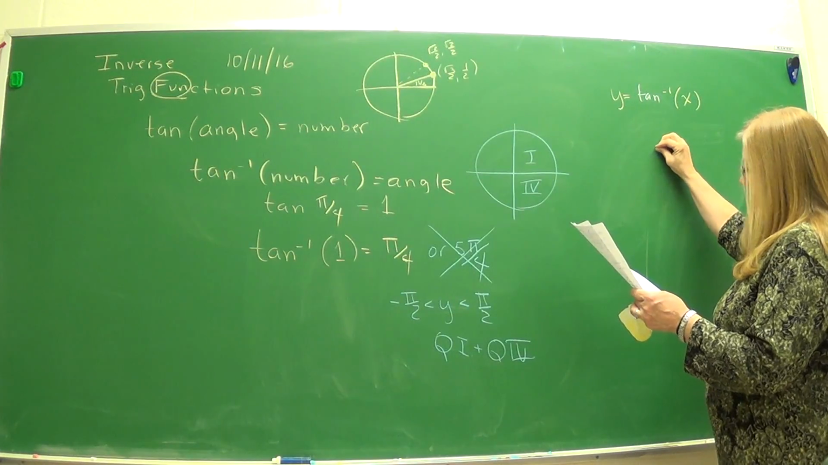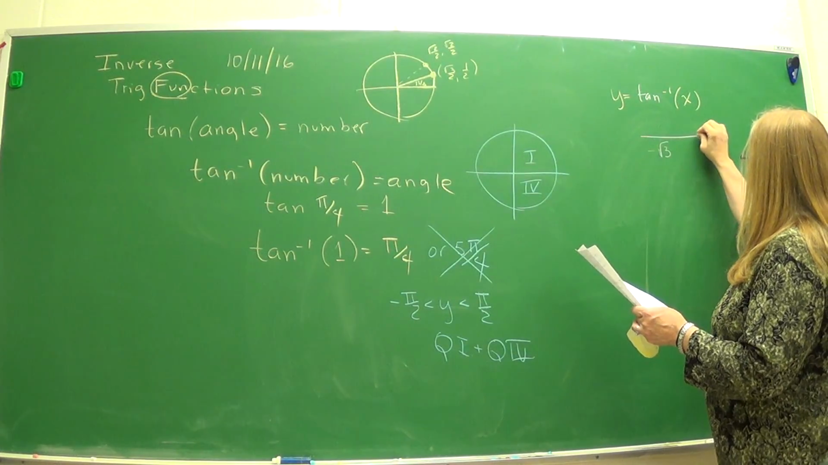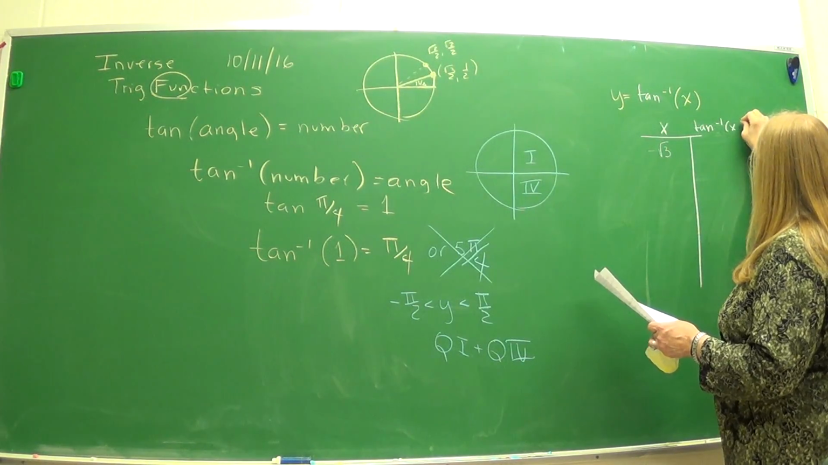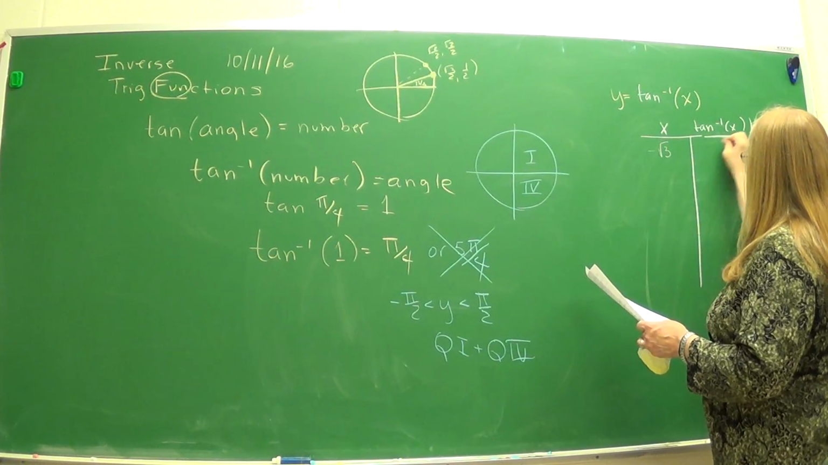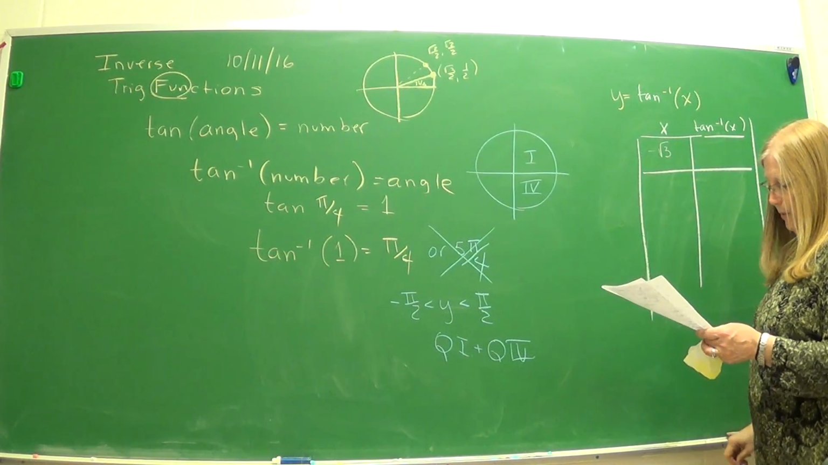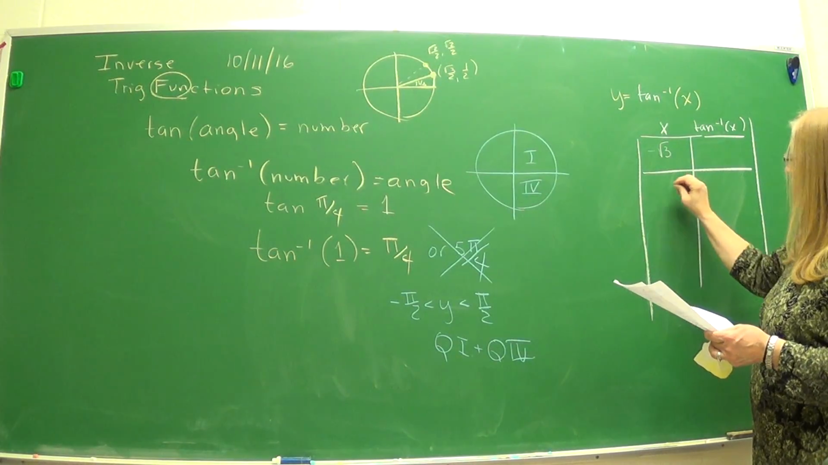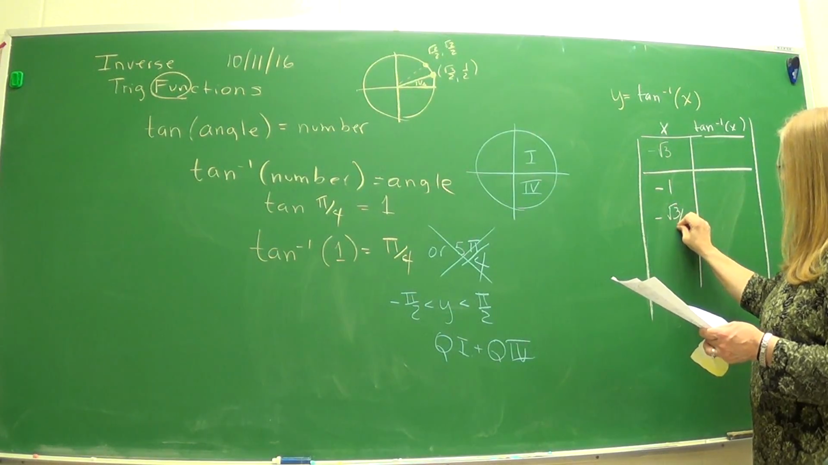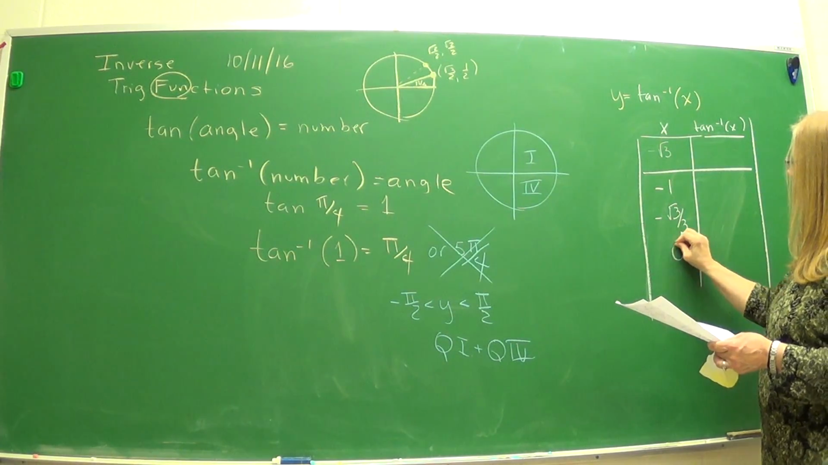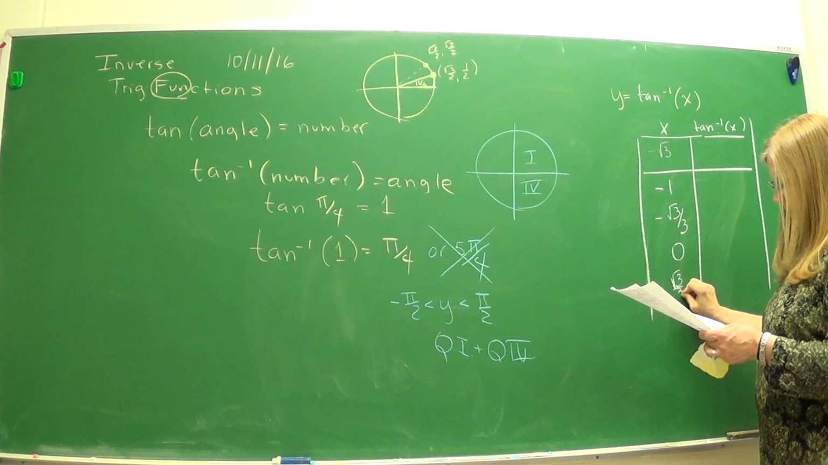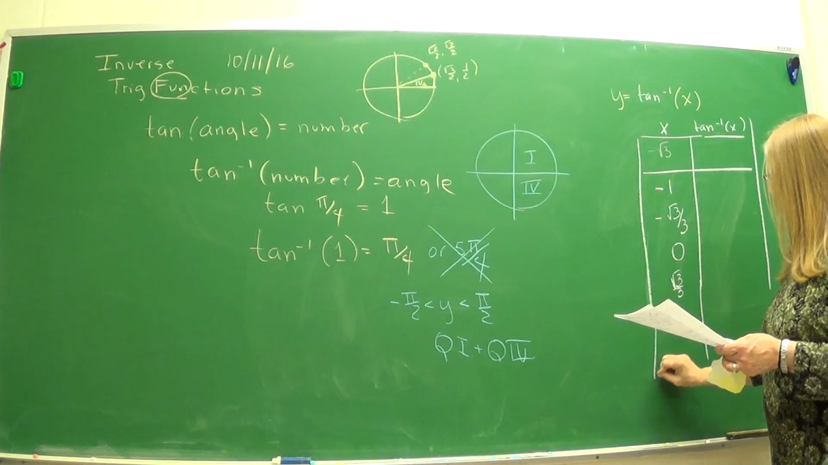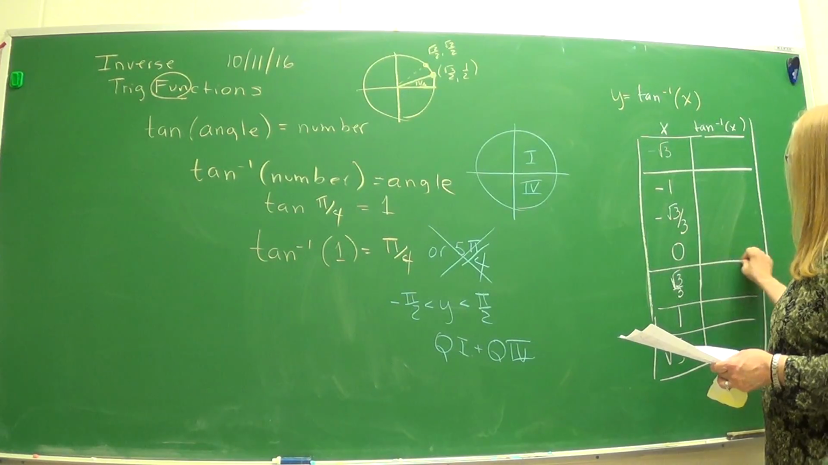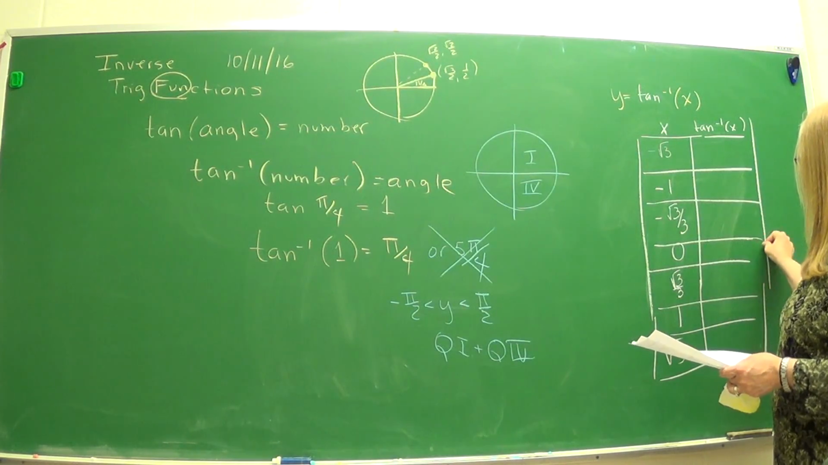We're going to have negative square root of 3. So here's your x values. And here's your tan inverse values. So you're going to do negative square root of 3. You're going to do negative 1. You're going to do negative square root of 3 over 3. 0. Square root of 3 over 3. 1. And square root of 3. I think there's a couple fewer than on the other groups.